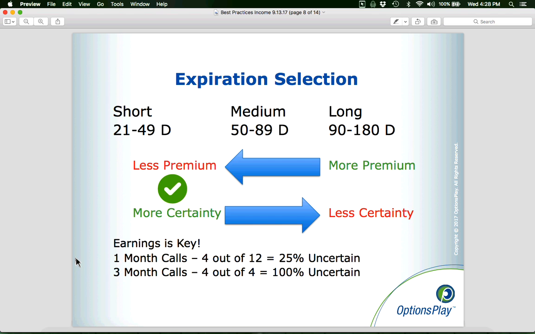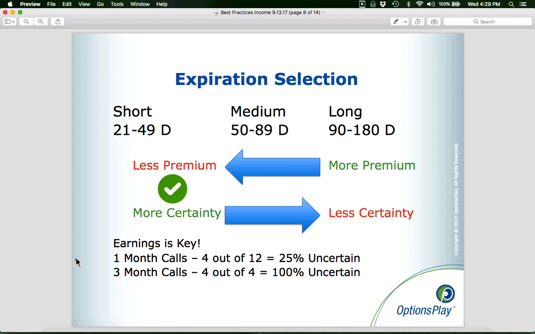So when you're trading 1 month calls or short dated calls, you can do 12 of them in 1 year. And we know that there are 4 earnings every single year for every stock. So when you're trading 1 month calls, 4 out of those 12 calls that you sell have uncertainty built in, or earnings. So 25% of the calls that you sell out of the year will be fairly uncertain. The other 75%, you have a lot more certainty with. Conversely, if you were trading 3 month calls, then every single one of those calls will have an earnings cycle built into it. So 100% of the calls you sell have uncertainty.